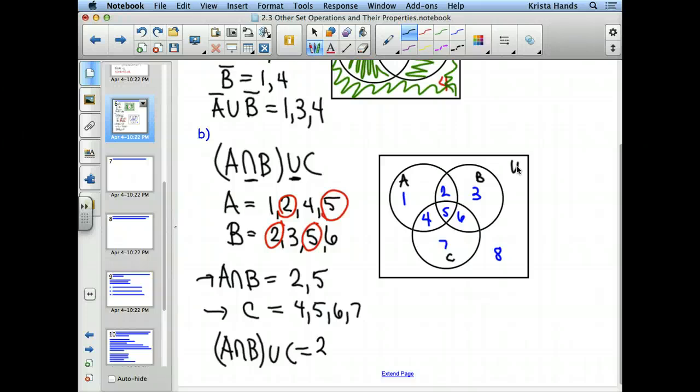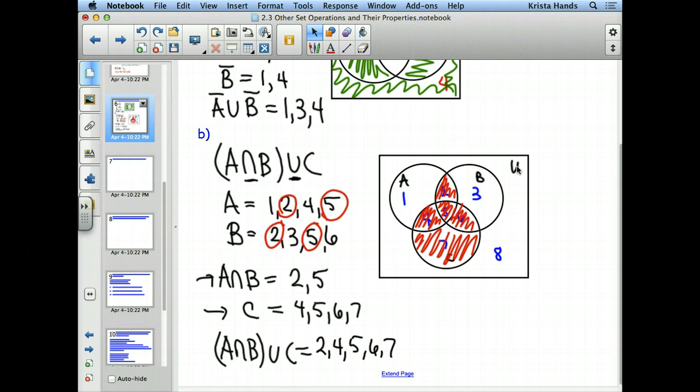2, 4, 5, 6. I get 2, 4, 5, 6, and 7, and then back in my picture I shade every region that I just listed. I shade region 2, region 4, region 5, region 6, and region 7. Okay, let me make a comment about this one. We're going to pause here. We'll pick back up next time.